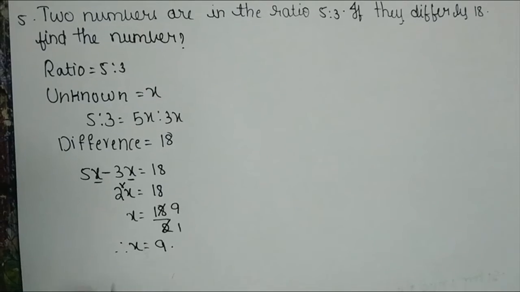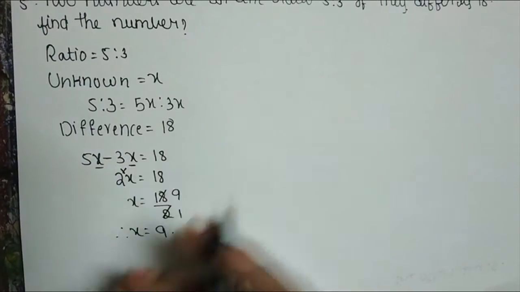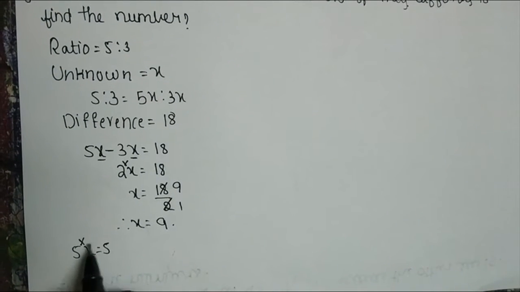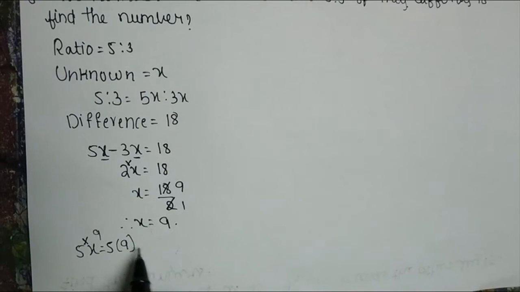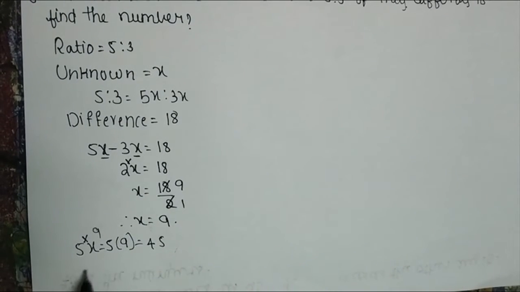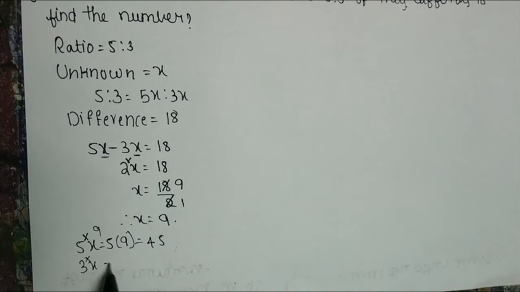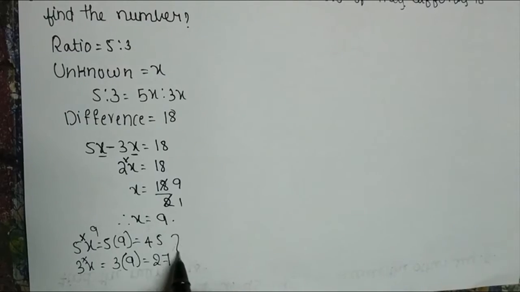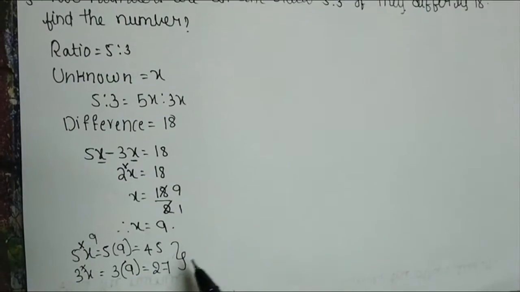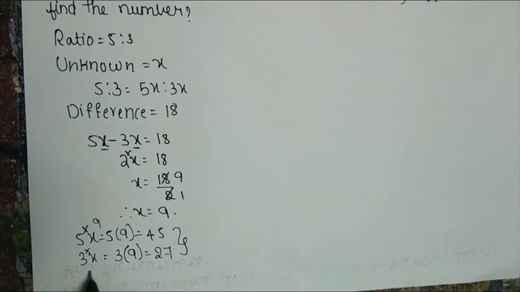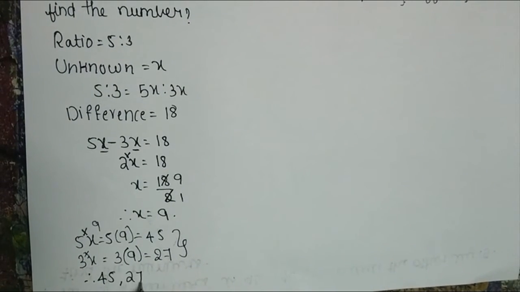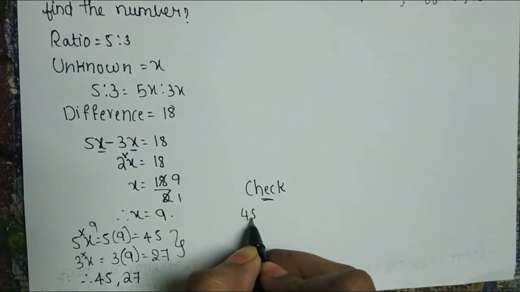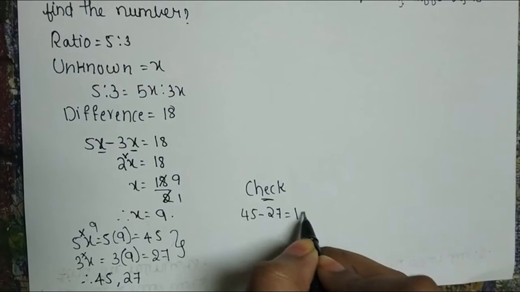So this is not the end. We have to find the value of 5x and 3x. 5x means multiplication, so in the x place we have to keep 9. 5 nines is 45. 3x is 3 into 9, we get 27. Therefore, these two numbers in the ratio 5:3 are 45 and 27. We can also check them. When we subtract 45 minus 27, we get 18.